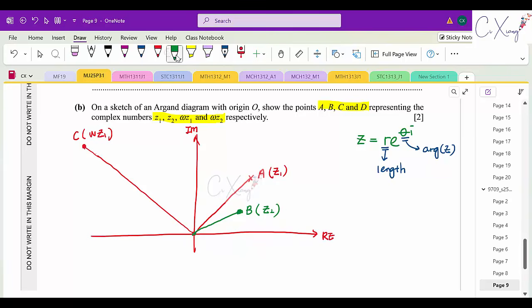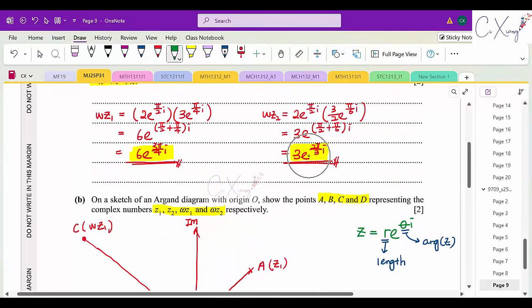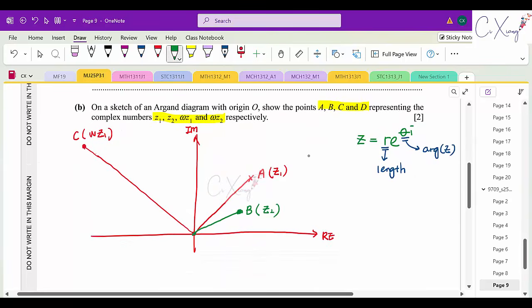Then after that, point D is WZ2. The length is 3 and the angle is 2 pi over 3. 2 pi over 3 is 120 degrees. This is 135, right? So 120 degrees should be somewhere here, and the length is 3 units. So it should be somewhere here.